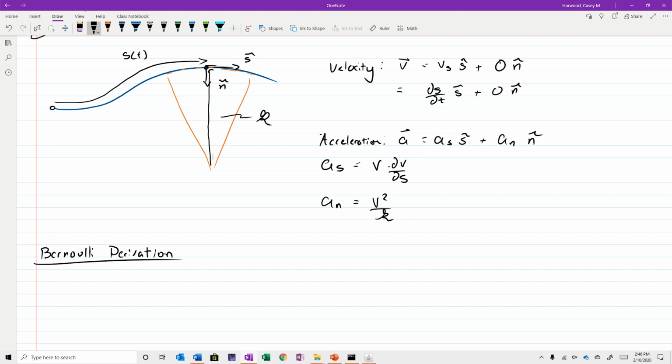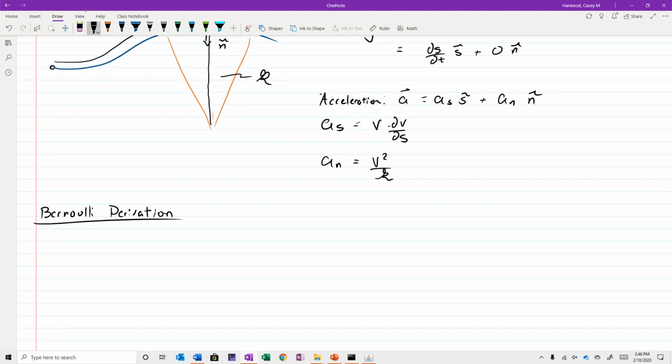So, we've got two important assumptions here. And I think this is about where we left off last time. First is that the flow has negligible viscosity, which means there's zero shear stress. No friction is occurring.